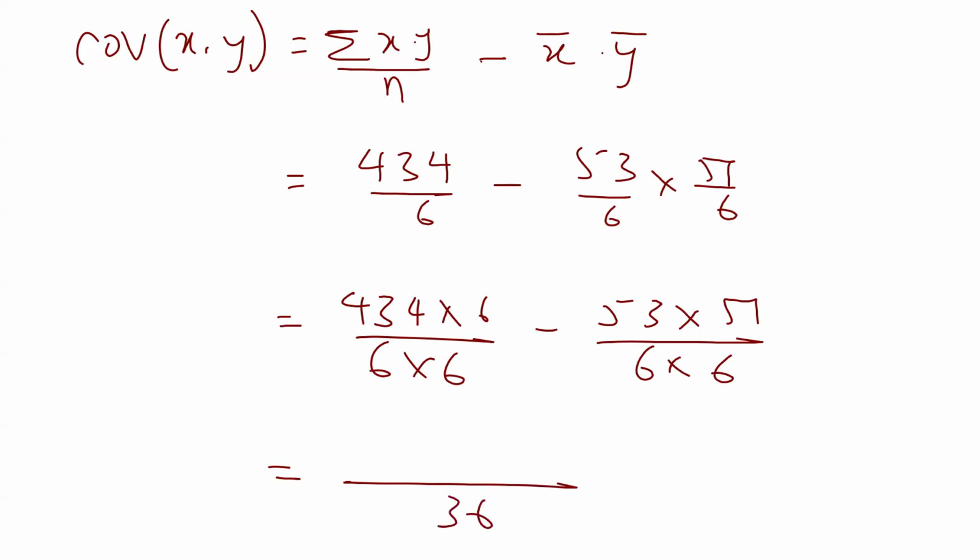And this is 434 into 6. 434 into 6 will give me 2604 minus 53 into 51, 2703. So 2604 minus 2703, that is minus 99 by 36. We can reduce this further, but then I'm not doing that, to get a more accurate answer towards the end.